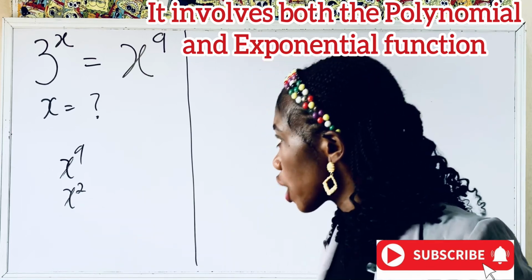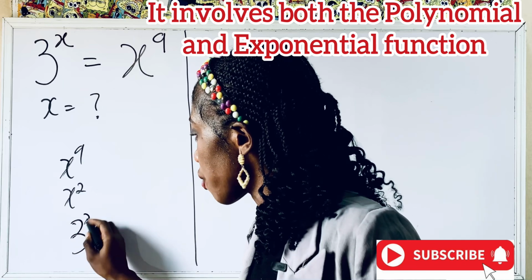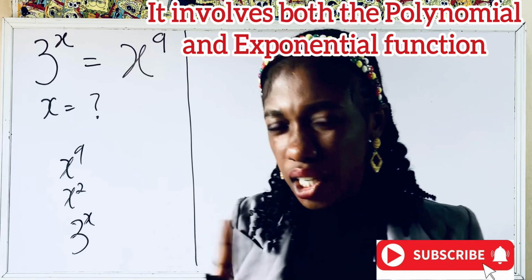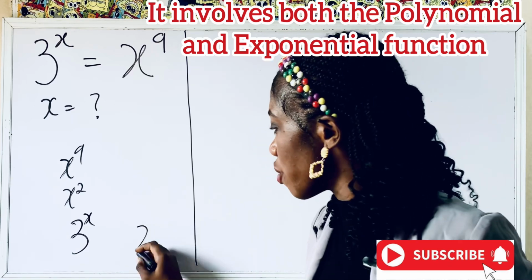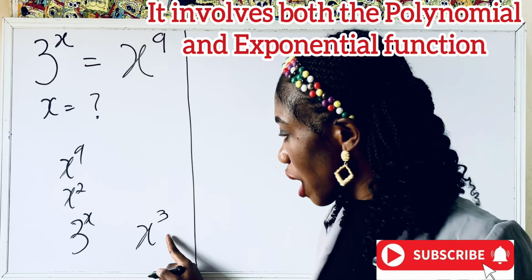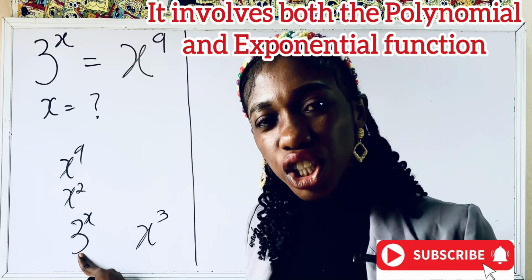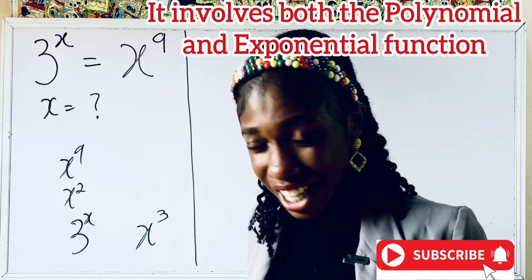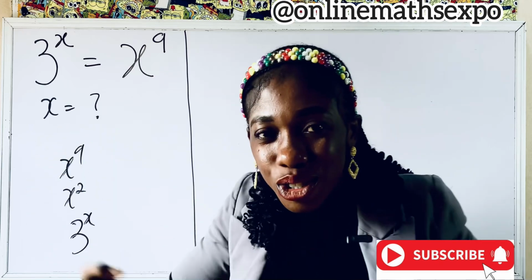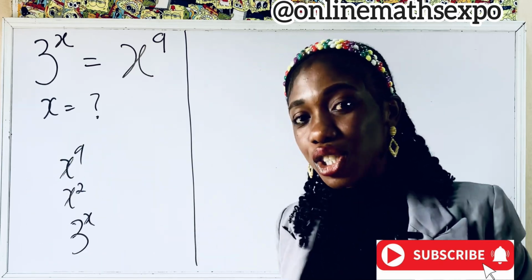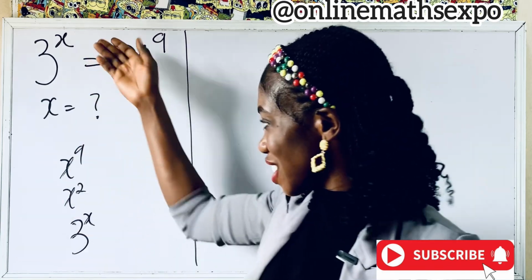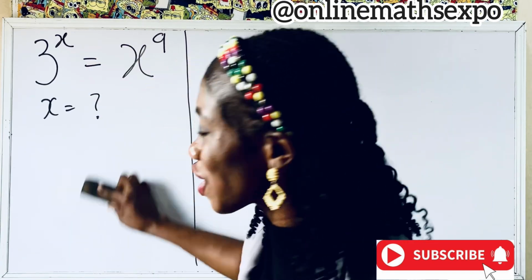Okay? Now this one is 3 to the power of x. This 3 to the power of x is not a polynomial. It's different from when you have x to the power of 3. This is a polynomial, but this is an exponential function. So you see, when you have an exponential function and a polynomial joined together in an equation, we call such an equation a transcendental equation. Now that you know what this is called, is it something you can do?